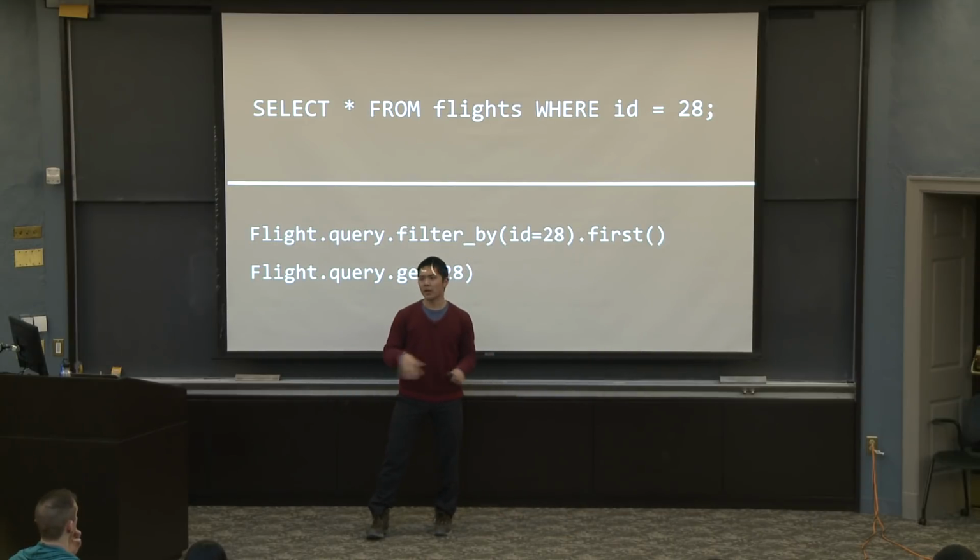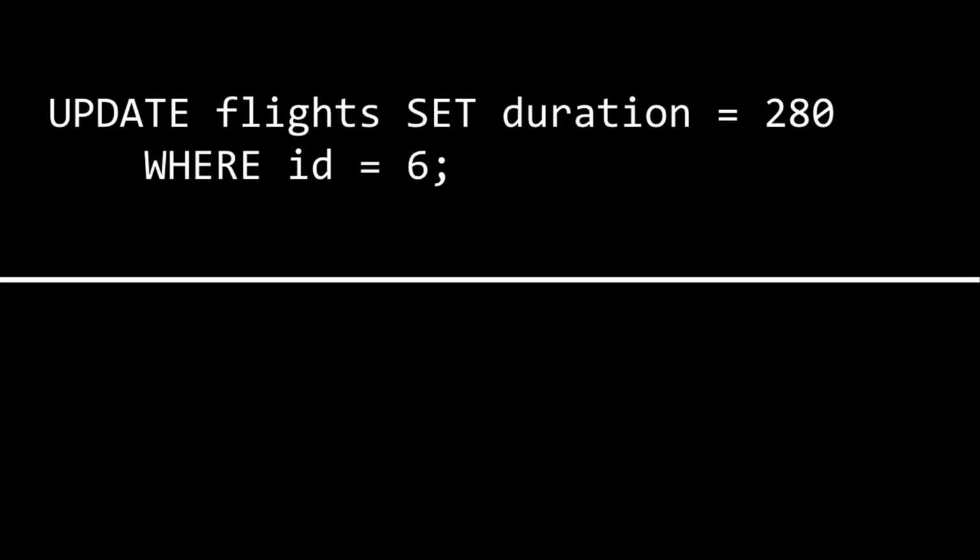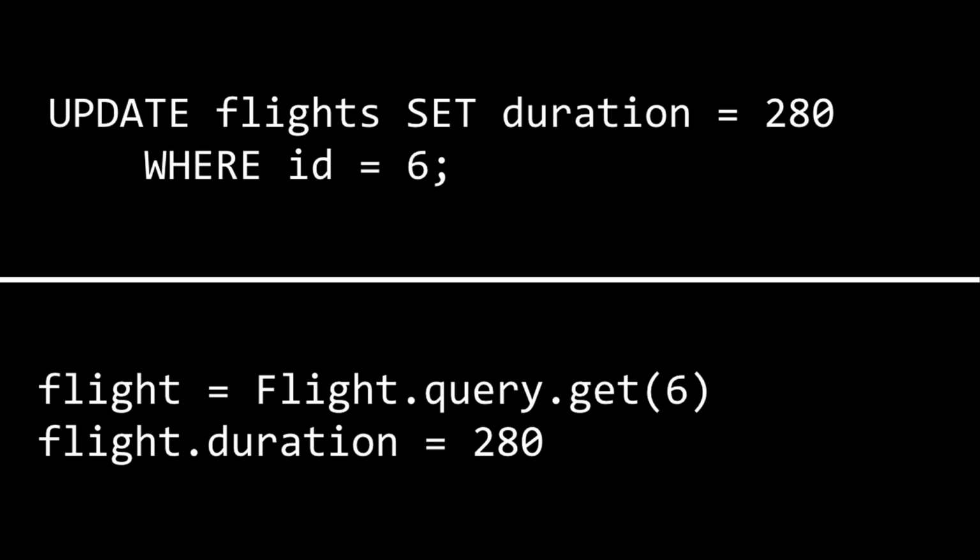Other things before we keep going? All right, how would you do an update? Update the flight, set the duration equal to some number where the ID equals some other number. Well, the way I might do it looks a little something like this. First, let me go ahead and get the flight ID number 6. So flight.query.get, get flight number 6, and just save that in a variable called flight.